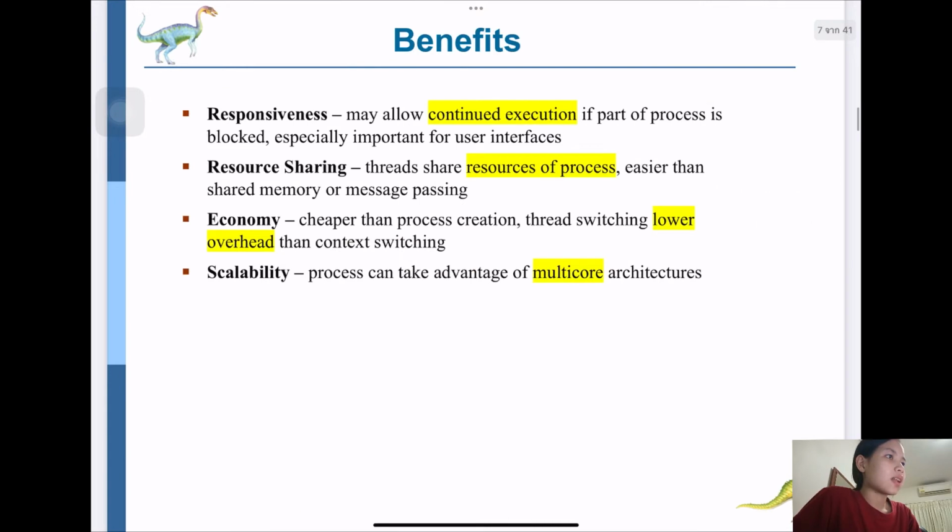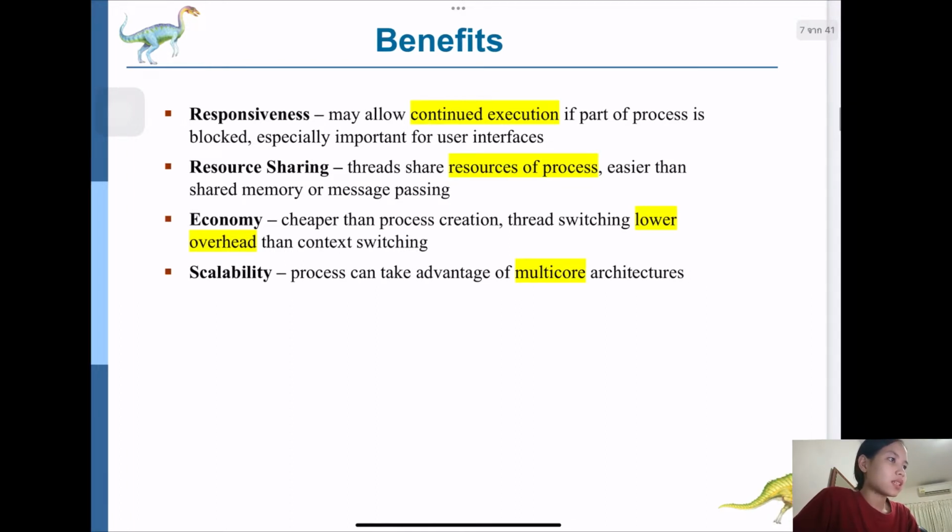Responsiveness: may allow continued execution if part of a process is blocked, especially important for user interfaces. Resource sharing: threads share the resources of their process, which is easier than shared memory or message passing. Economy: cheaper than process creation, and thread switching has lower overhead than context switching.